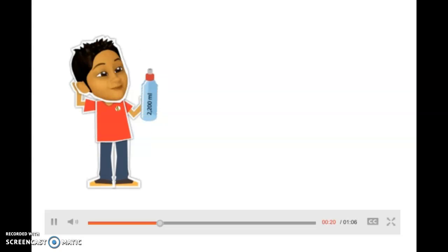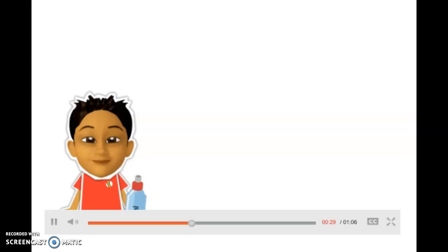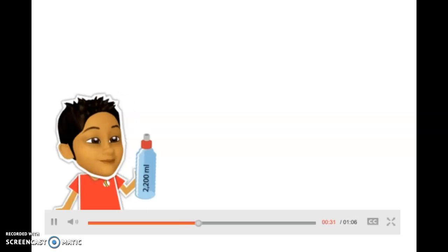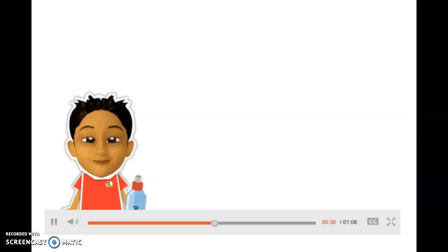Well, let's convert the milliliter measurement to liters to see if I'm correct. Okay, shouldn't we divide? Yeah, when you convert smaller units to larger ones, you divide. And there are 1,000 milliliters in every liter. Of course. So we can set up the division like this.